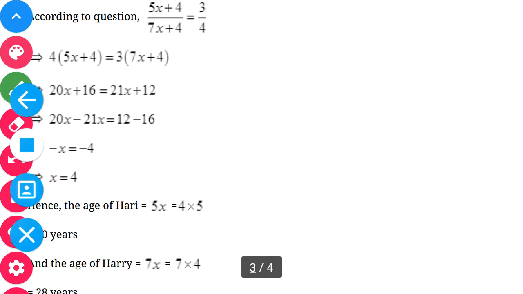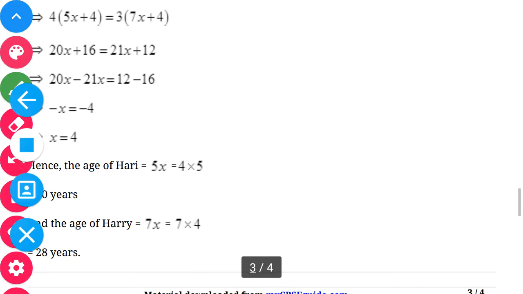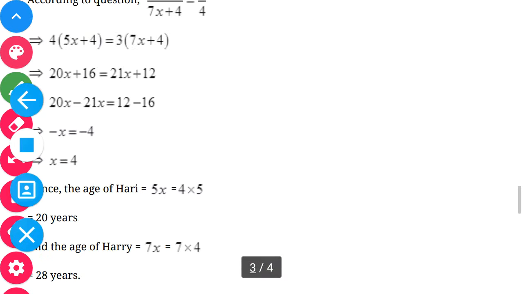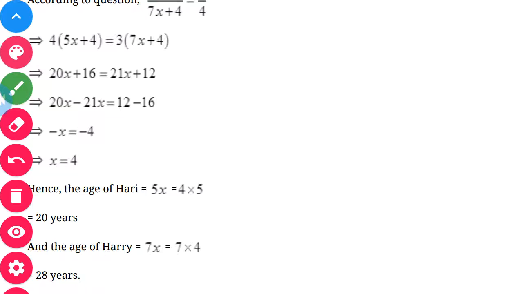Yeah, sorry for the inconvenience. Similarly, if I want to find Harry's age here, 7 into x will give you 7 into 4, that is 28 years. So I hope it is clear to you all. If you have any doubt, please do let me know.